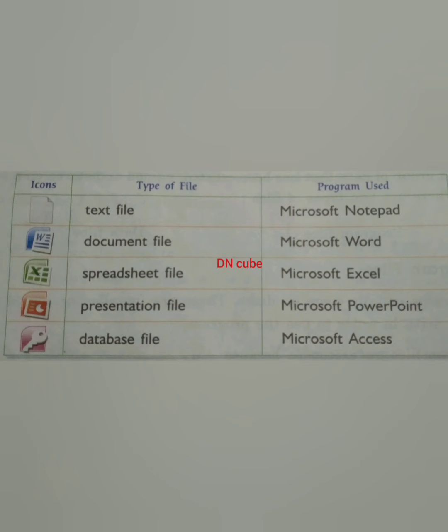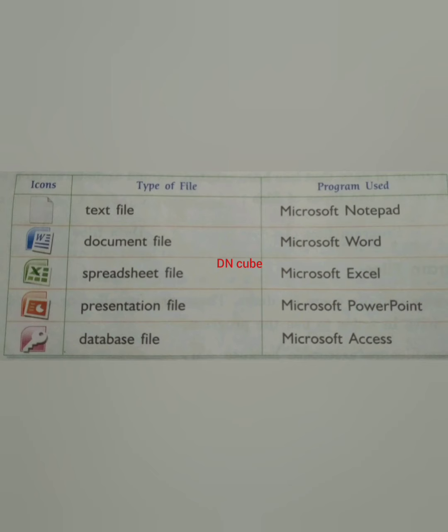Now next is Microsoft Excel. The type of file is spreadsheet file, and this is the file icon for Microsoft Excel. Presentation file. Which one is the presentation file? Microsoft PowerPoint. We use Microsoft PowerPoint for presentation purposes. So this is the file icon for Microsoft PowerPoint.